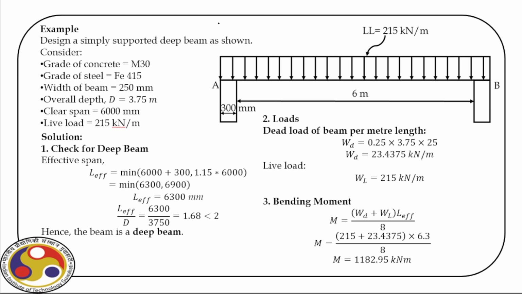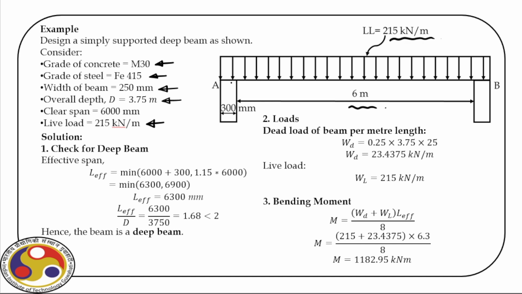So now we have a simply supported beam. Grade of concrete is M30 and grade of steel is Fe415. Width of the beam you can see 250 millimeter. Then overall depth, the complete depth is 3.75 meter. Clear span, this is 6 meter. And the live load is given here 215 kilonewton per meter. Now our task is to design this beam.